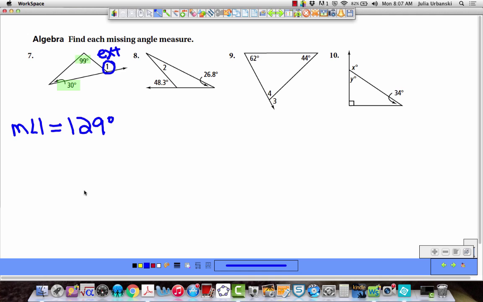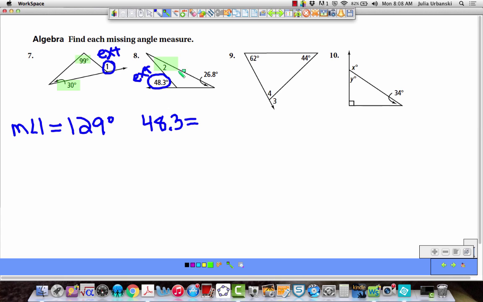But number 8 is different. How would you find number 8? Which angle is the exterior angle? Good. So start with that. It's the exterior angle that sets up your equation. 48.3 equals which two angles added together?